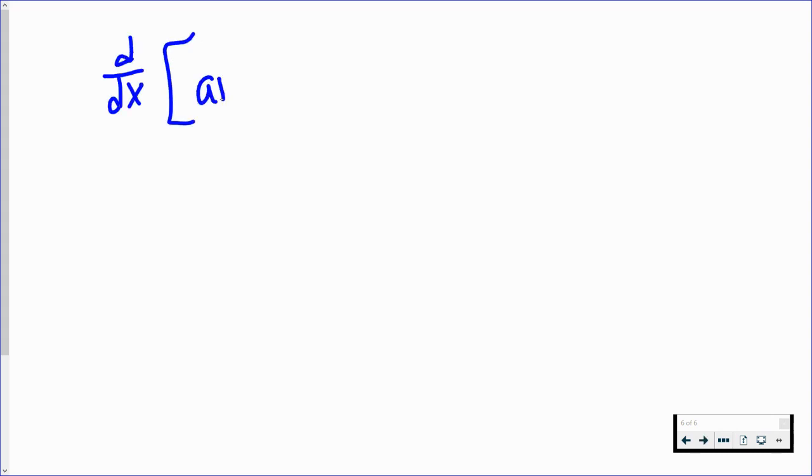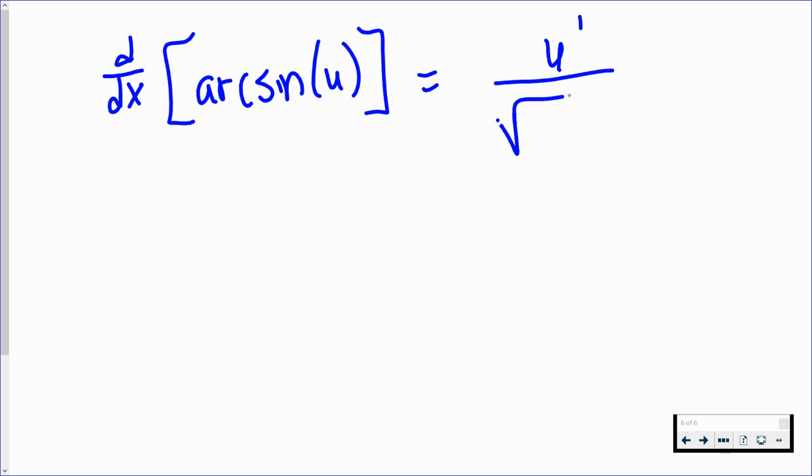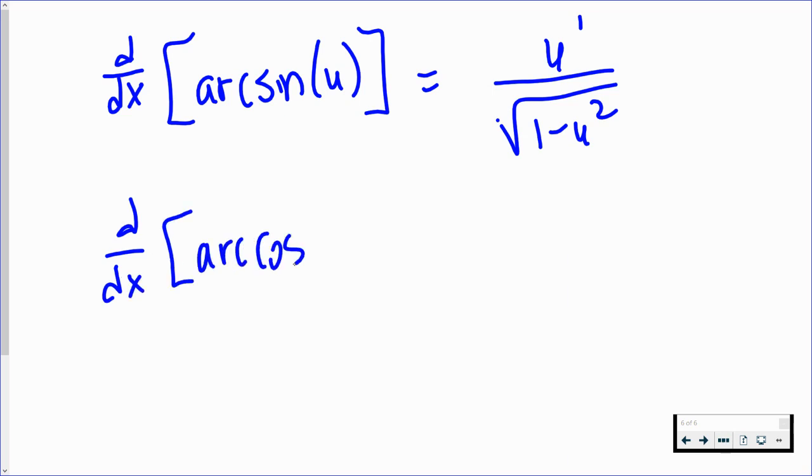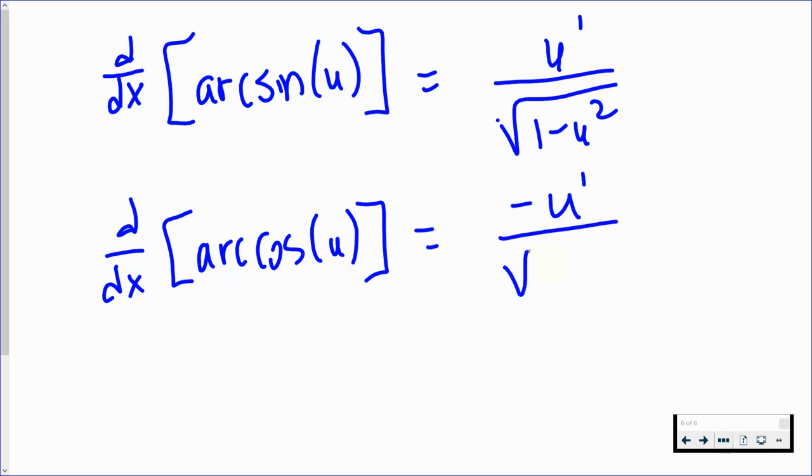The first that we're going to talk about is the derivative of arc sine of u, where u is some function of x. The derivative of that is u prime divided by the square root of 1 minus u squared. The derivative of arc cosine of u is negative u prime over square root of 1 minus u squared. Notice that one looks exactly like arc sine's derivative, except it is negative. That's a lot of times the way people remember that. It's exactly like arc sine, except it's a negative on top. Otherwise, it looks the same.